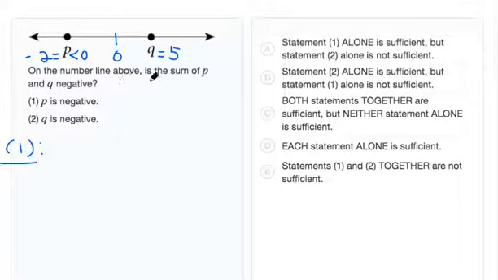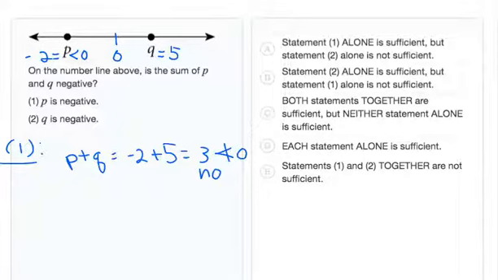And in that case, we could answer, is the sum of P and Q negative? The answer would be no, because P plus Q would equal negative 2 plus 5, which equals 3. And that would be not less than 0, so no. And we can answer the question. But another option, suppose we clear this guy. Let's go ahead and clear the whole thing.